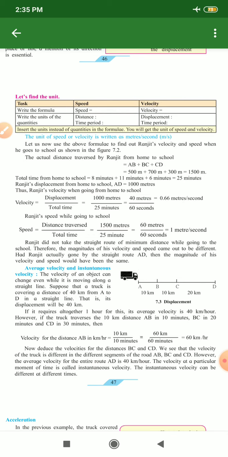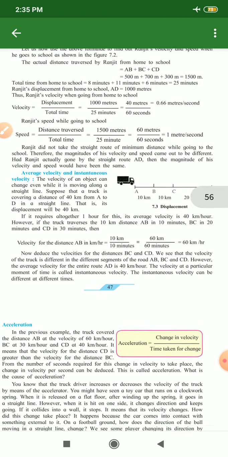The velocity at a particular moment of time is called instantaneous velocity. You can just mark it. The instantaneous velocity can be different at different times. Now, let us go to the next page.